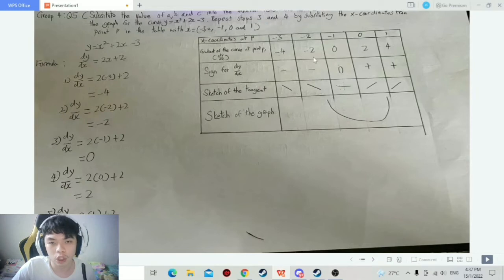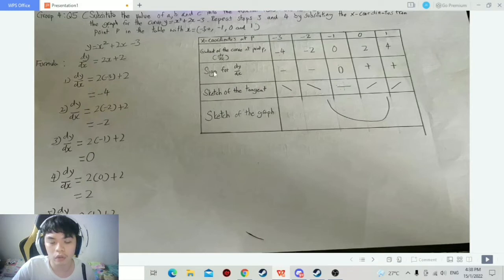Alright, after we finish this part, we need to do the sign for dy/dx, which is a straight line. Since it's negative, we must draw a straight line which represents the negative sign, and the same goes for this. And here we just need to put 0 since it doesn't represent anything and it's neutral. And this is positive since the number given is positive.